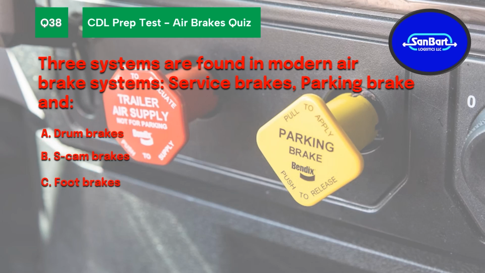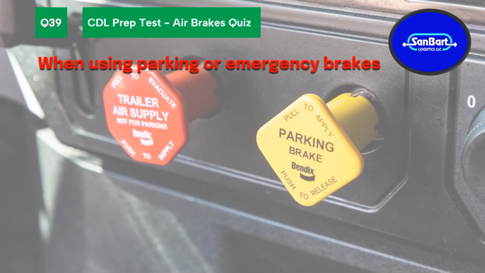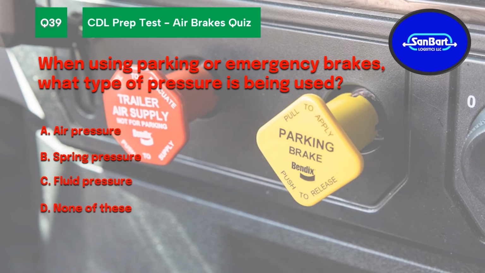C. Foot brakes. D. Emergency brakes. The correct answer is D. Emergency brakes. Question 39. When using parking or emergency brakes, what type of pressure is being used? A. Air pressure. B. Spring pressure. C. Fluid pressure. D. None of these. The correct answer is B.